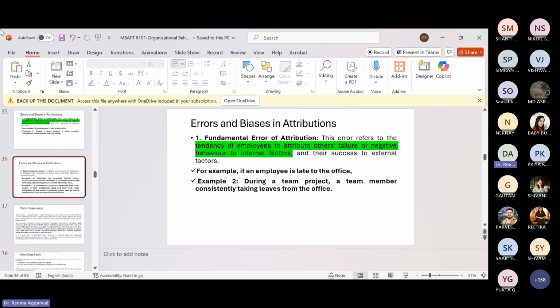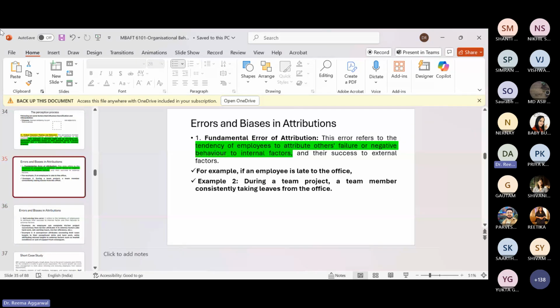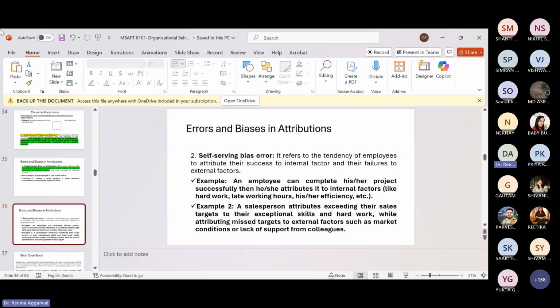So basically, there are two errors of biases. One is the fundamental error of attribution, which means when you attribute other people's behavior, you normally feel that failure is because of internal factors and success is because of external factors. Second is self-serving bias, when you talk about yourself. When you attribute your own behavior or event, you feel that my success is because of my internal capability, but my failure is because of some external reason.